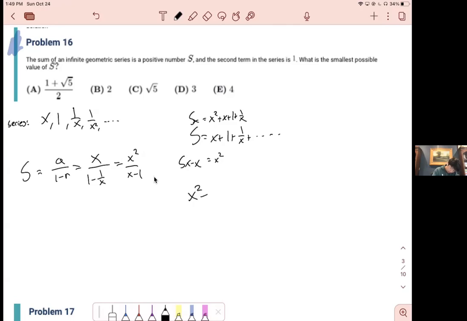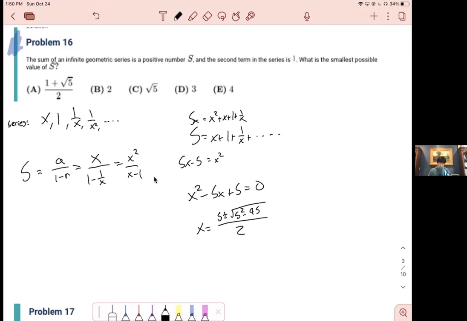So that means that x squared minus sx plus s equals 0. So x equals s plus or minus the square root of s squared minus 4s, over 2.